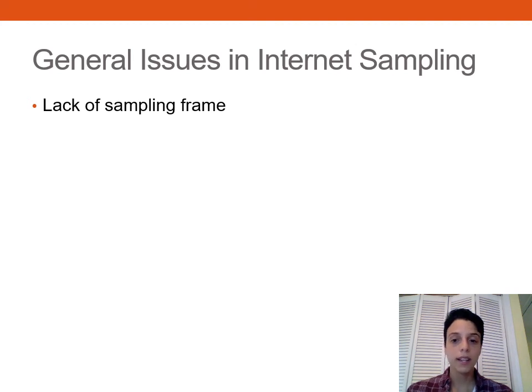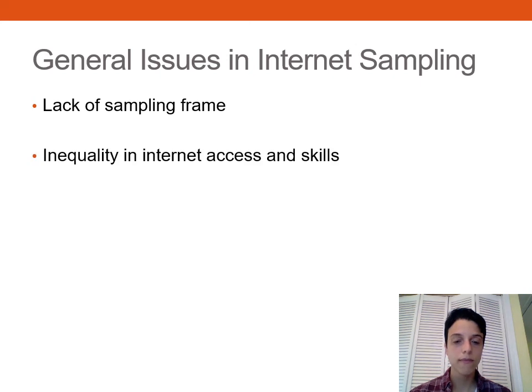And again, you could contrast this to, say, an address-based sampling method where you could potentially list out all the addresses that could come in contact with your sampling method. Related to this is that there is considerable inequality in internet access and skills. And while a really, really large number of people tend to have internet access today, particularly through smartphones, even if they don't have computers, there is still a divergence in how much different people have access to the internet and the skills to use it.